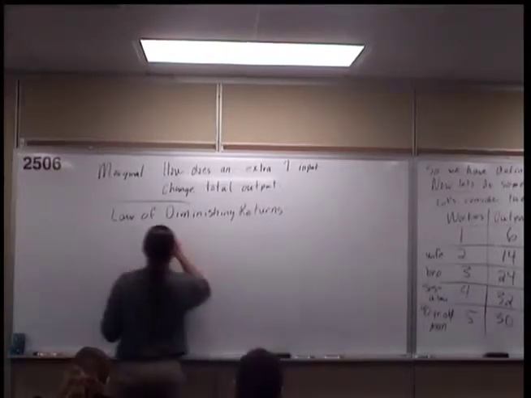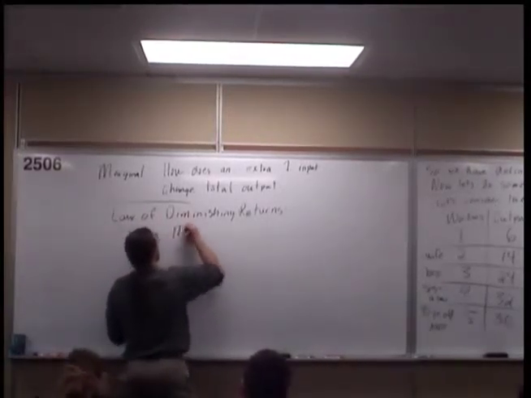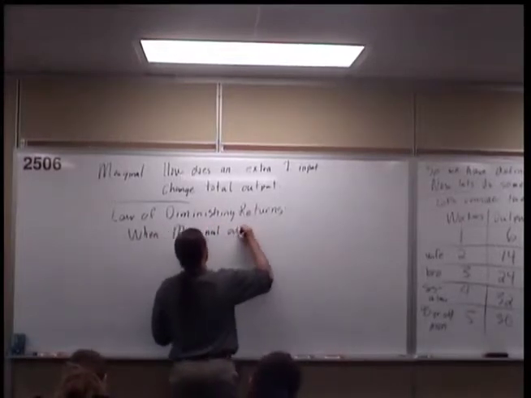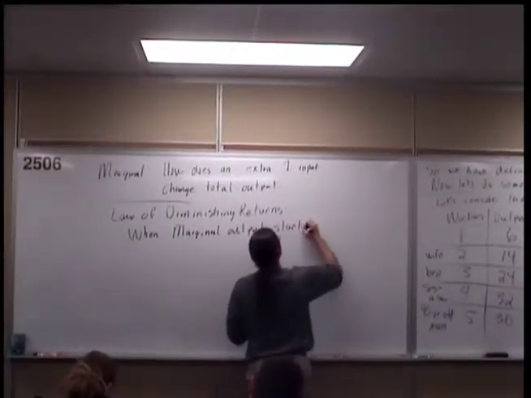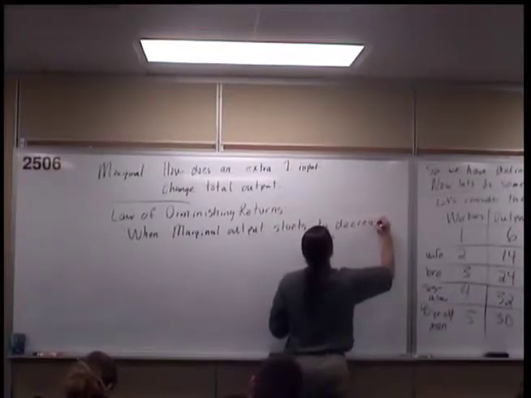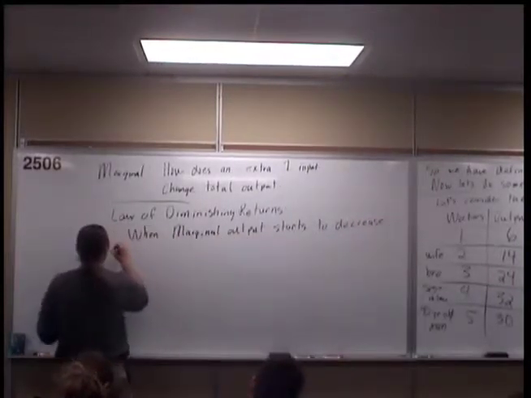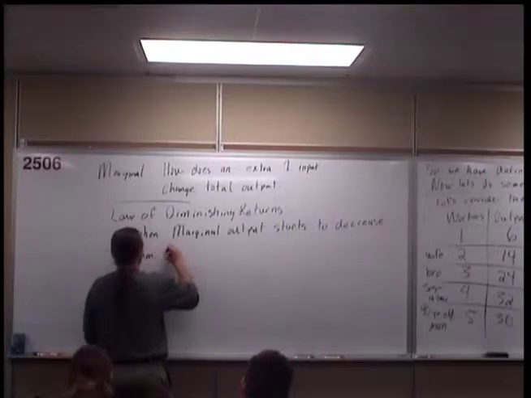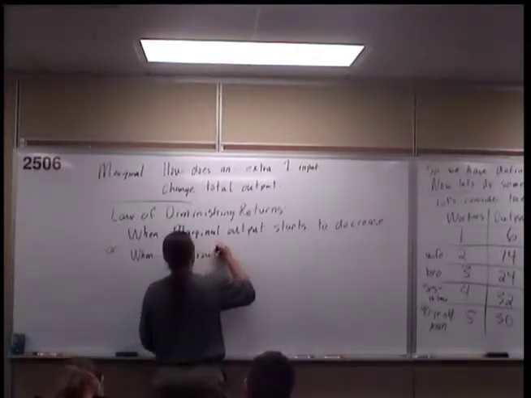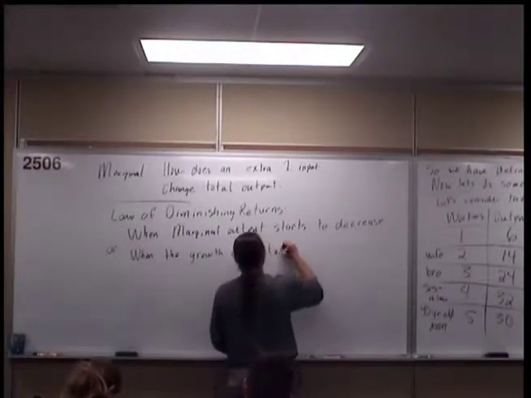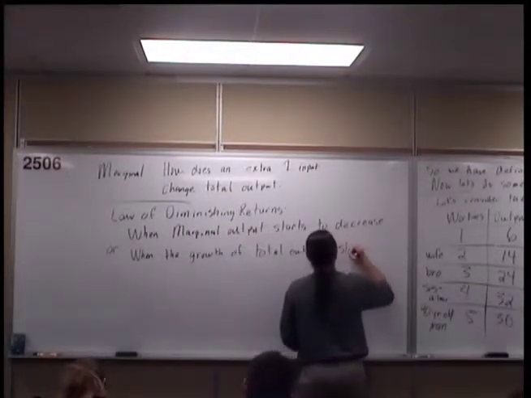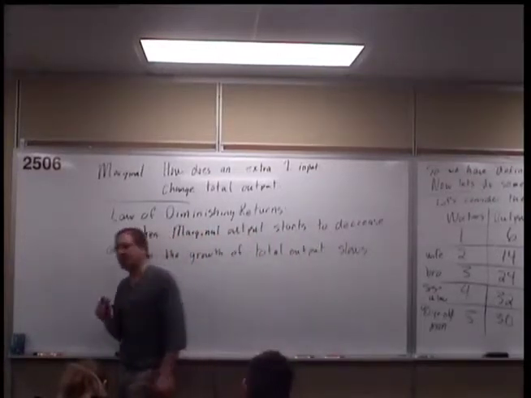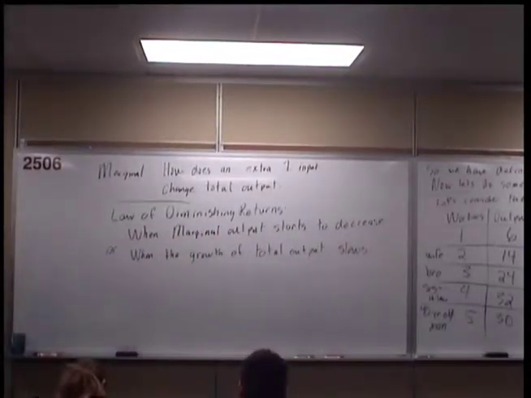All right? So the law of diminishing returns is when marginal output starts to decrease. That's the book definition. Or when the growth of total output slows. So it's whenever total output doesn't grow as much as it did with the worker before them. That's the worker that is experiencing the law of diminishing returns.